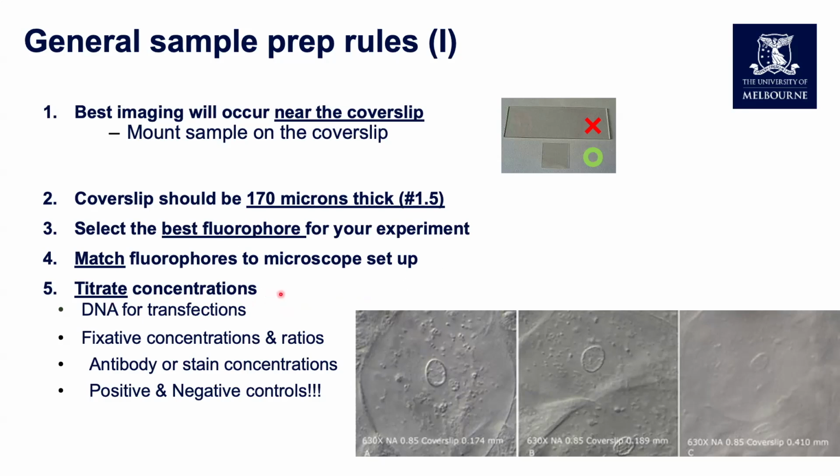One thing that we come across again with lots of new researchers is that they use a protocol that's been used in the lab before. I would always argue that you should probably go through and titrate concentrations of things specifically for your experiment. So if you're doing transfections, look at the DNA concentration, modify your fixative concentrations and ratios, especially if things aren't working. For your antibodies and stains, the companies will always tell you to use probably way more than you actually need to do. They have a vested interest in you buying more of the reagents.